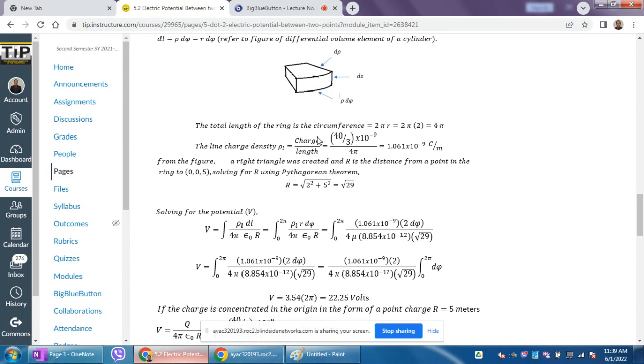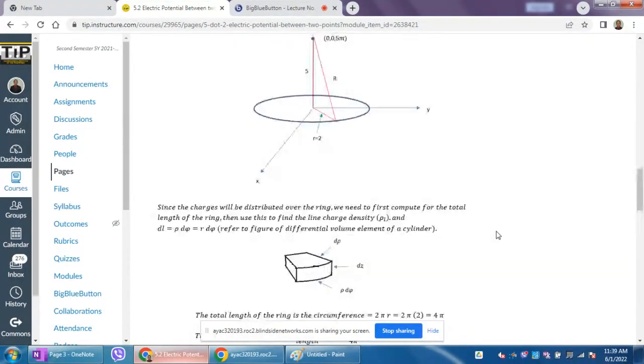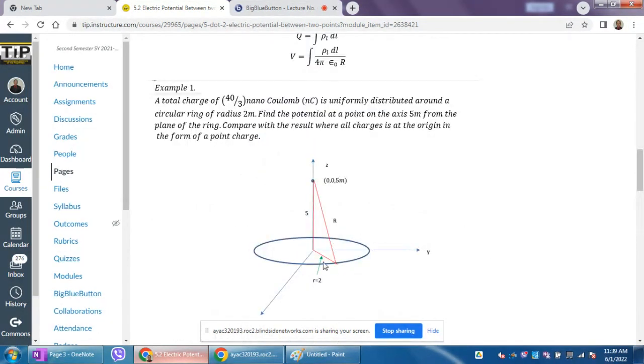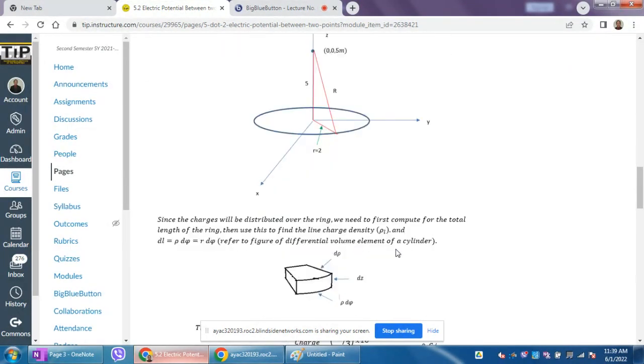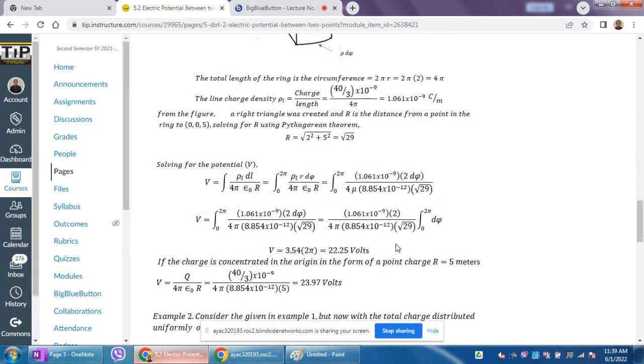Now, iikot po tayo dun sa singsing. Iikot. Kaya nga po may integration. So, iikot po tayo dun sa singsing. Iikot tayo dyan. Kaya po may differential length po tayo na gagamitin. Differential length. And ito po yung formula natin. Potential V is equal to integral of rho L dL over 4 pi epsilon naught R.